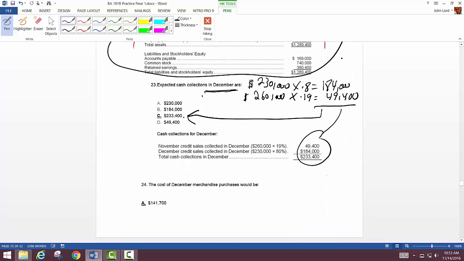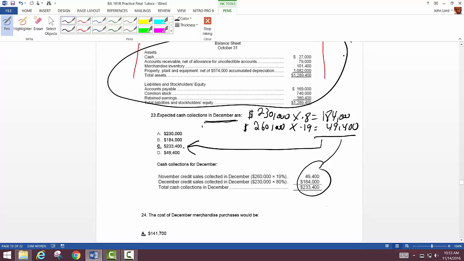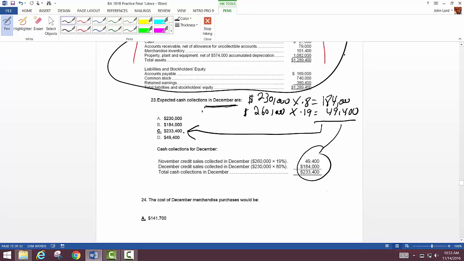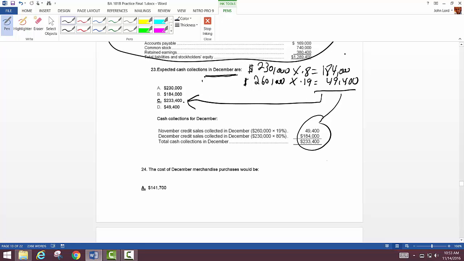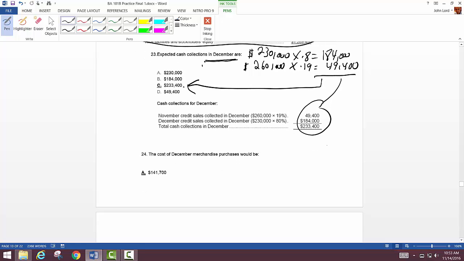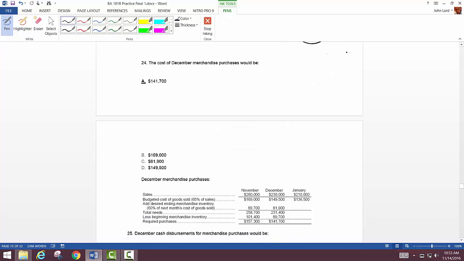So now I come down and they say the cost of... Yes, sir. Well, you do for the cash collections. Now they get down here, Omar, and they start asking the cost of merchandise purchases. When we purchase merchandise to sell it, we're going to want to consider its cost component, right? I think it's a little easier for us to just do it in the table here. They want the cost of December merchandise purchases.